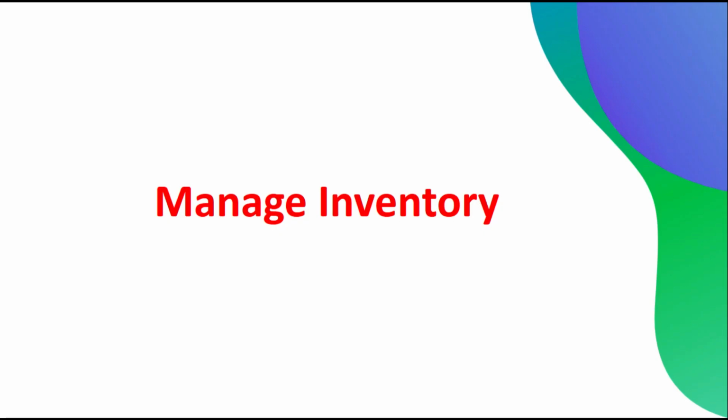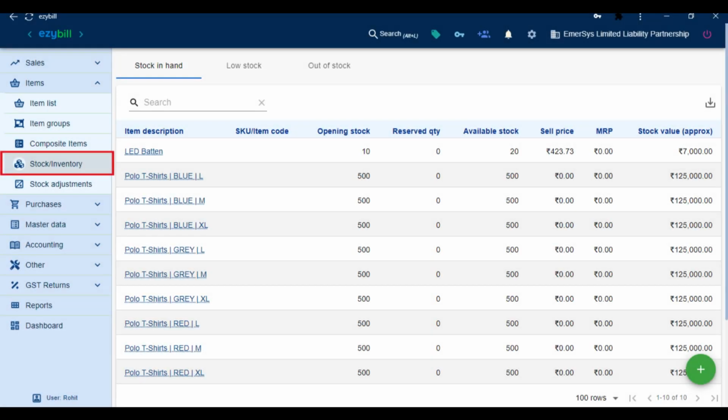Managing inventory is at the core of EZYBILL, and you can manage perfect inventory without much effort with EZYBILL. While you enter different transactions like sales, purchase, returns, etc., EZYBILL keeps track of inventory on its own. Let's see how we can look at the inventory of items. To view inventory, go to the Items menu on the left and click on Stock Inventory menu.